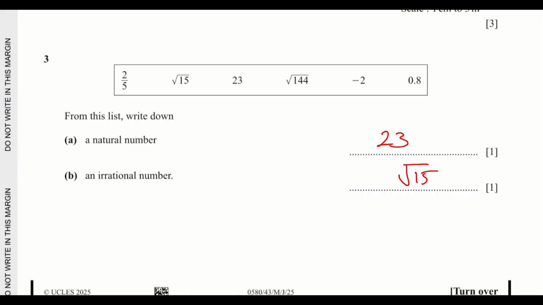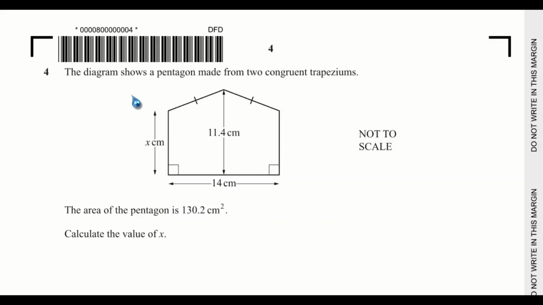Okay, so let's go to the next question. That will be question 4. The diagram shows a pentagon made from two congruent trapeziums. The area of the pentagon is 130.2 square centimeters. Calculate the value of x. Since we are given the area of the pentagon, one thing you should take note of is that the area of the pentagon is the sum of the area of the two trapeziums. So we can actually add them together.